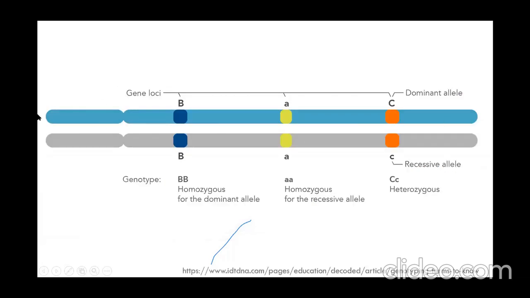Again, genetic loci: the location of the gene, the location where specific sequences are present, dominant allele, recessive allele, and then a combination of B, A, and C genes. B is dominant, this is homozygous dominant; A is homozygous recessive; C is heterozygous. Here you are looking at different chromosomes.